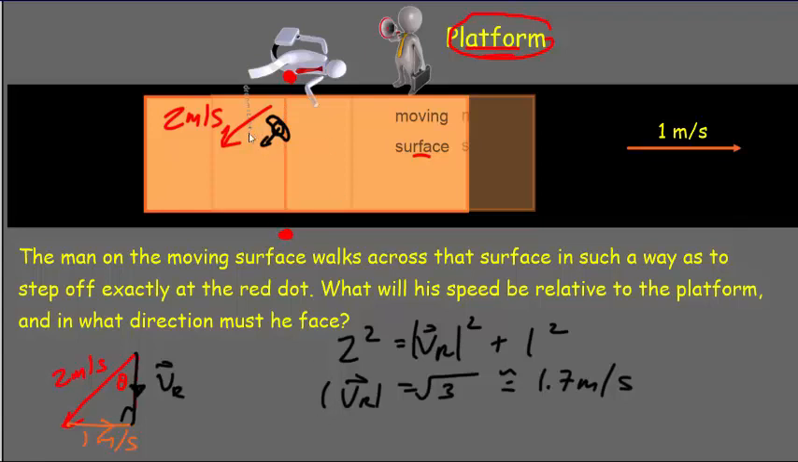Now to find out this angle in here, theta, we can say that the sine of theta will be the opposite over the hypotenuse, 1 over 2. And that means that theta must be equal to the inverse sine of 1 over 2. And that comes out to be 30 degrees. So this angle in here, the angle he's got to aim at, is going to be 30 degrees from going straight across.